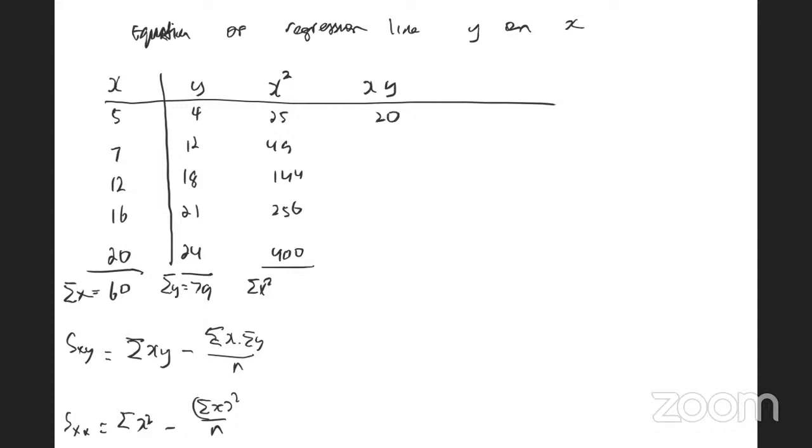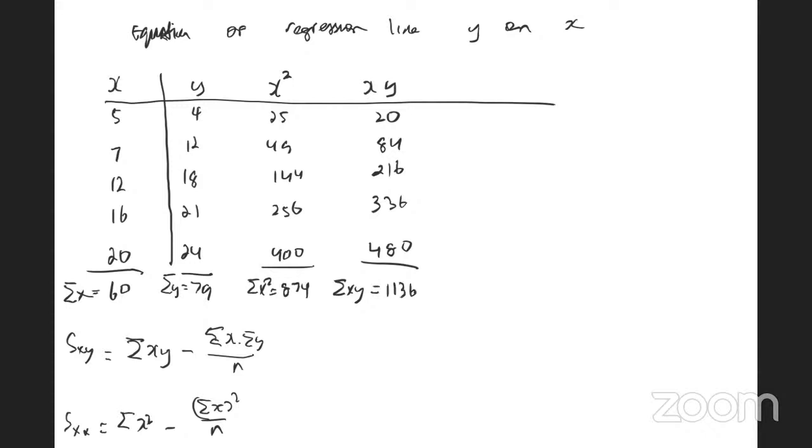Xy is 20, 84, 12 by 18, that's 216. 16 by 21, that's 336. 20 by 24 is 480. And then I add up xy. So sum of x squared is what? 874. Sum of xy is what? 1136.